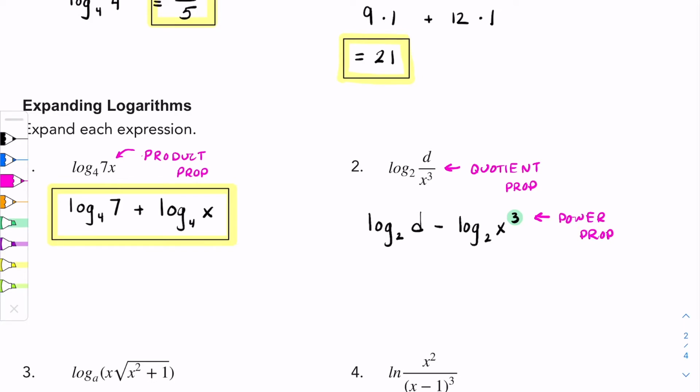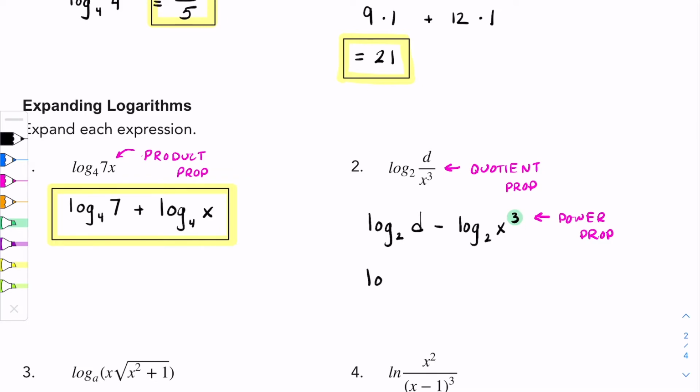So the power property at this point is usually one of the last steps, but it is specific to the problem. So you can't always say it's going to be the last step. You could have an exponent around your entire function. That's a little bit different. But these ones here, it is the last step. It only applies to this x value, so therefore you have to do that last.